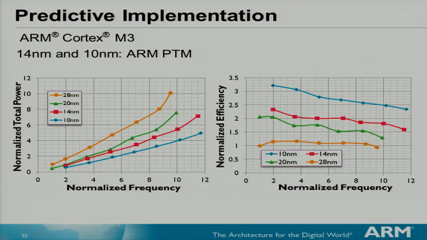So with that, we have a standard cell library for 14 and 10 nanometer nodes. And here are some predictive implementation studies that we've been doing. This is an ARM Cortex-M3, a microcontroller, which does not use memory, so this is using just standard cells. What we show here is normalized total power versus normalized frequency for different technology nodes: 28, 20, 14, and 10. Here is normalized efficiency versus frequency.